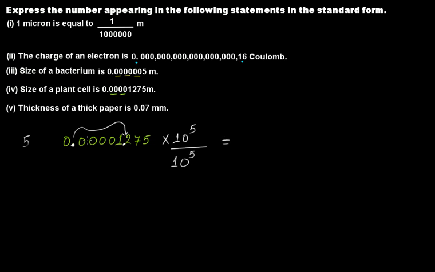So if you multiply this one, this will give you 1.275, then multiplied by 1 divided by 10 raised to the power of 5. This is actually 1.275 multiplied by 10 raised to the power of minus 5. This is the answer. And of course, you'll write the unit here, that is meter.